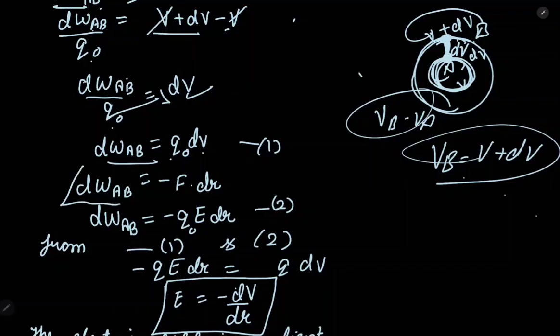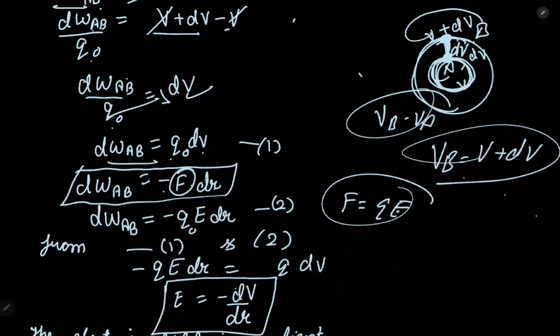Now work done, I know that work done due to electrostatic force is equal to minus F dr, right? So for electrostatic force, we know that F is equal to Q into E. I'll put the value of F, this is minus QE dr. Equation 1, equation 2, I'll equate them. Minus QE dr is equal to Q dV. Q is cancelled out with Q. We'll get E here and we'll divide by dr. So we'll get E is equal to minus dV by dr.